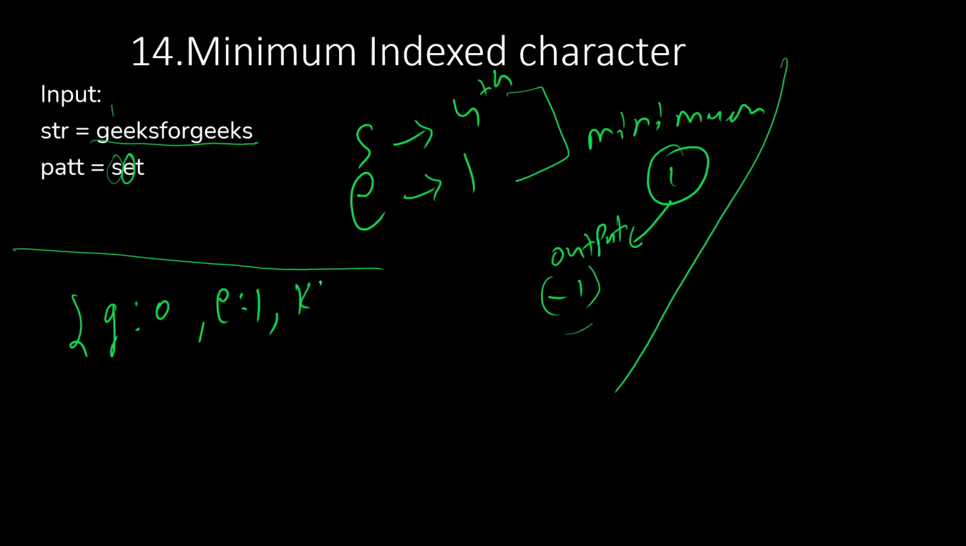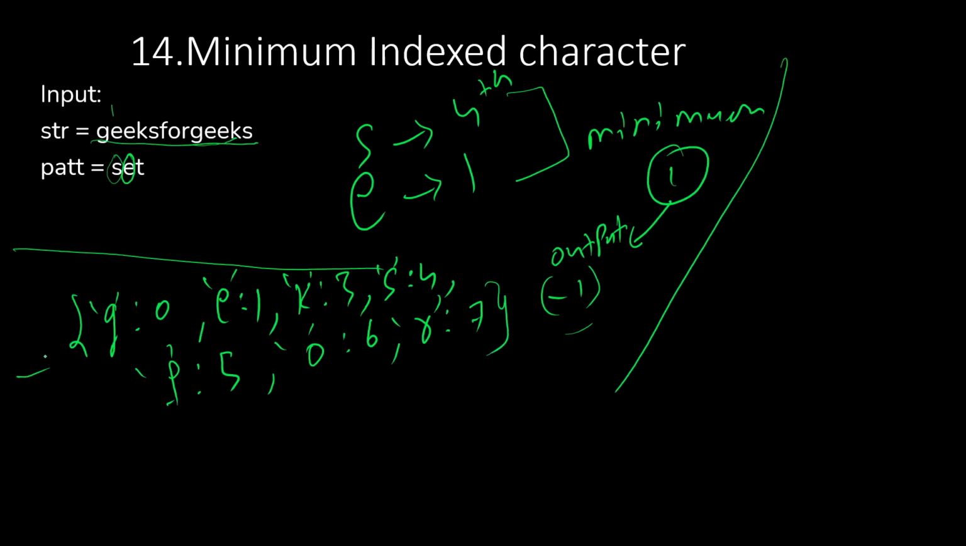k, this is the first k. First k is at third index. For s it will be 4. Okay, these are characters. And for f it will be 5. For o it is 6. And for r it will be 7. Okay, and g, e, and ks are repeating again, so we will not consider those. So this will be our new dictionary containing the position of those elements.